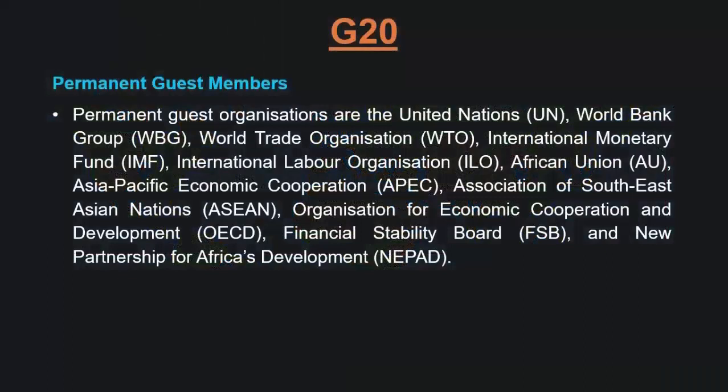There are some permanent guest members of the group, in which Spain is the only permanent guest country, and others are organizations which you can see here. Permanent guest organizations are the United Nations, World Bank Group, World Trade Organization, International Monetary Fund, International Labour Organization, African Union, Asia Pacific Economic Cooperation, Association of Southeast Asian Nations, Organization for Economic Cooperation and Development, Financial Stability Board, and New Partnership for Africa's Development.